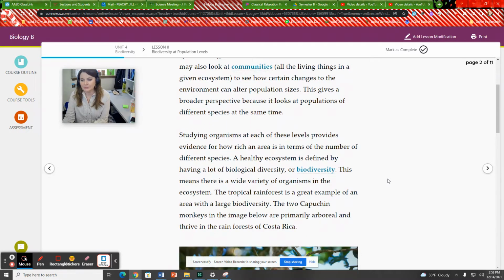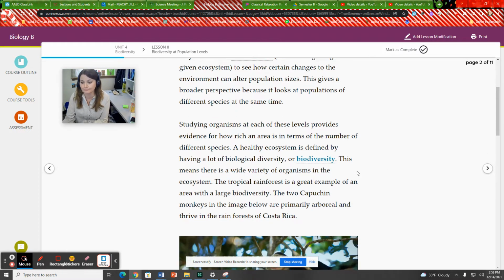And then we talk about something called biodiversity. Biodiversity is the variety of organisms that are found in an ecosystem. And a healthy ecosystem is biodiverse. As I mentioned earlier, some ecosystems are more diverse than others just naturally. But what we want is to maintain the natural level of biodiversity within that specific ecosystem.